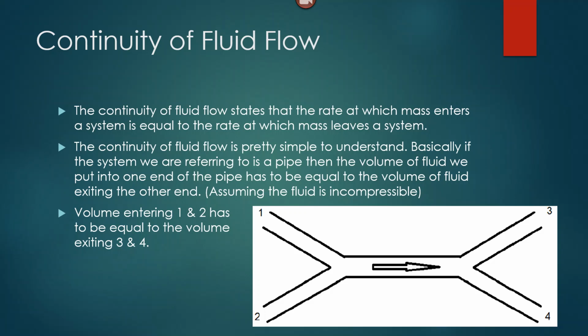But since our fluids in hydraulics are incompressible, that also means the volume that enters is equal to the volume that exits. So in this case, if we have volume entering here and exiting here and here, then the volume entering at 1 and 2 has got to be equal to the volume exiting at 3 and 4. Volume entering added together at 1 and 2 is equal to the volume added together at 3 and 4.